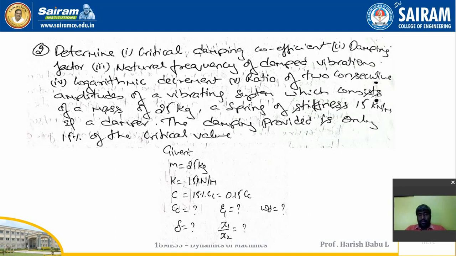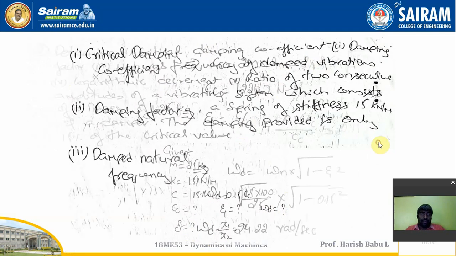So from this question, what are the given data I can take? One is the mass, so that is 25 kg, and the stiffness 15 kilonewton per meter, and the damping coefficient is 15% of the critical. So I can say that C is equal to 0.15 times Cc. So I have to find out the critical damping coefficient, the natural frequency of the damped system, that is omega d. I have to find out the logarithmic decrement delta and the x1 by x2 value.